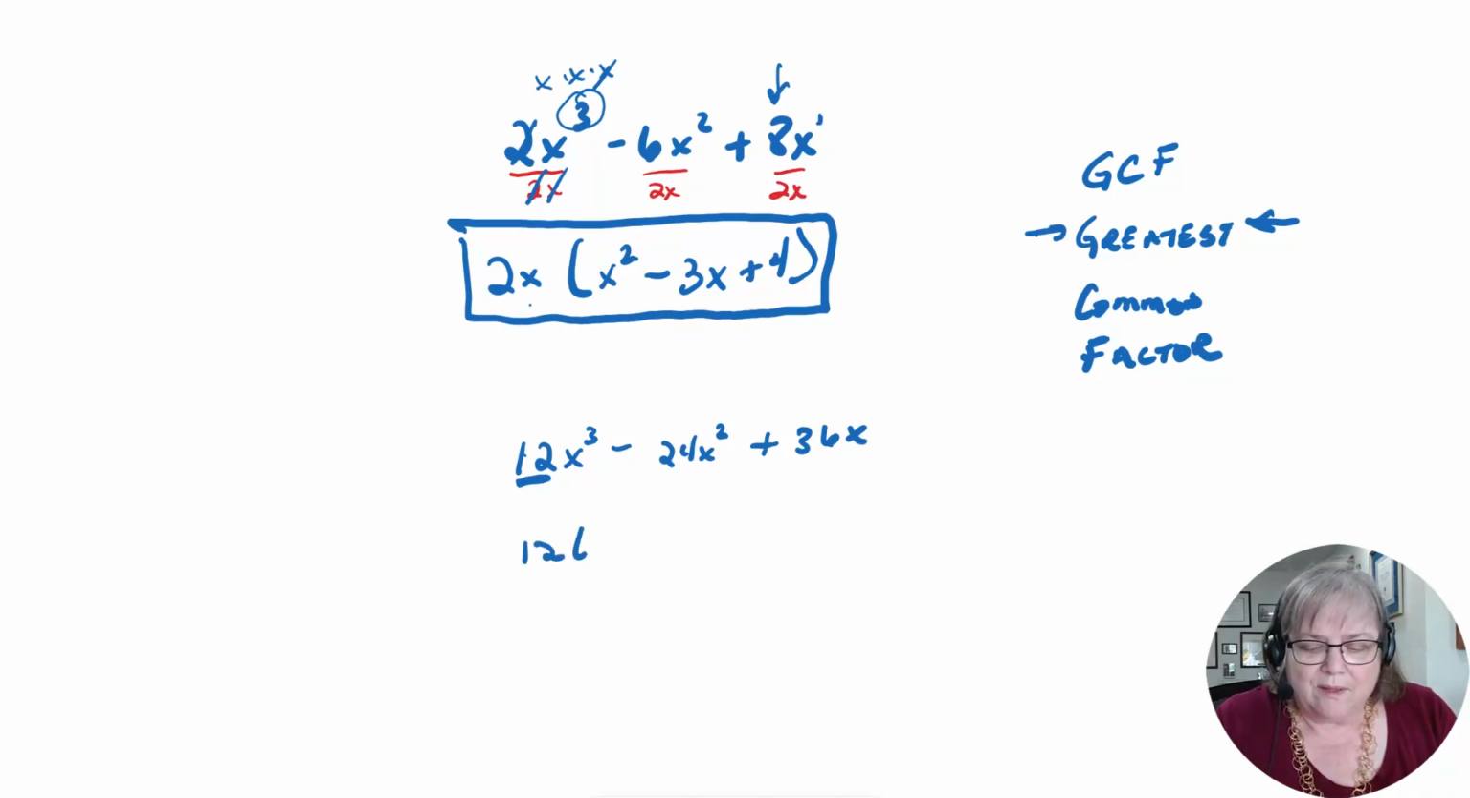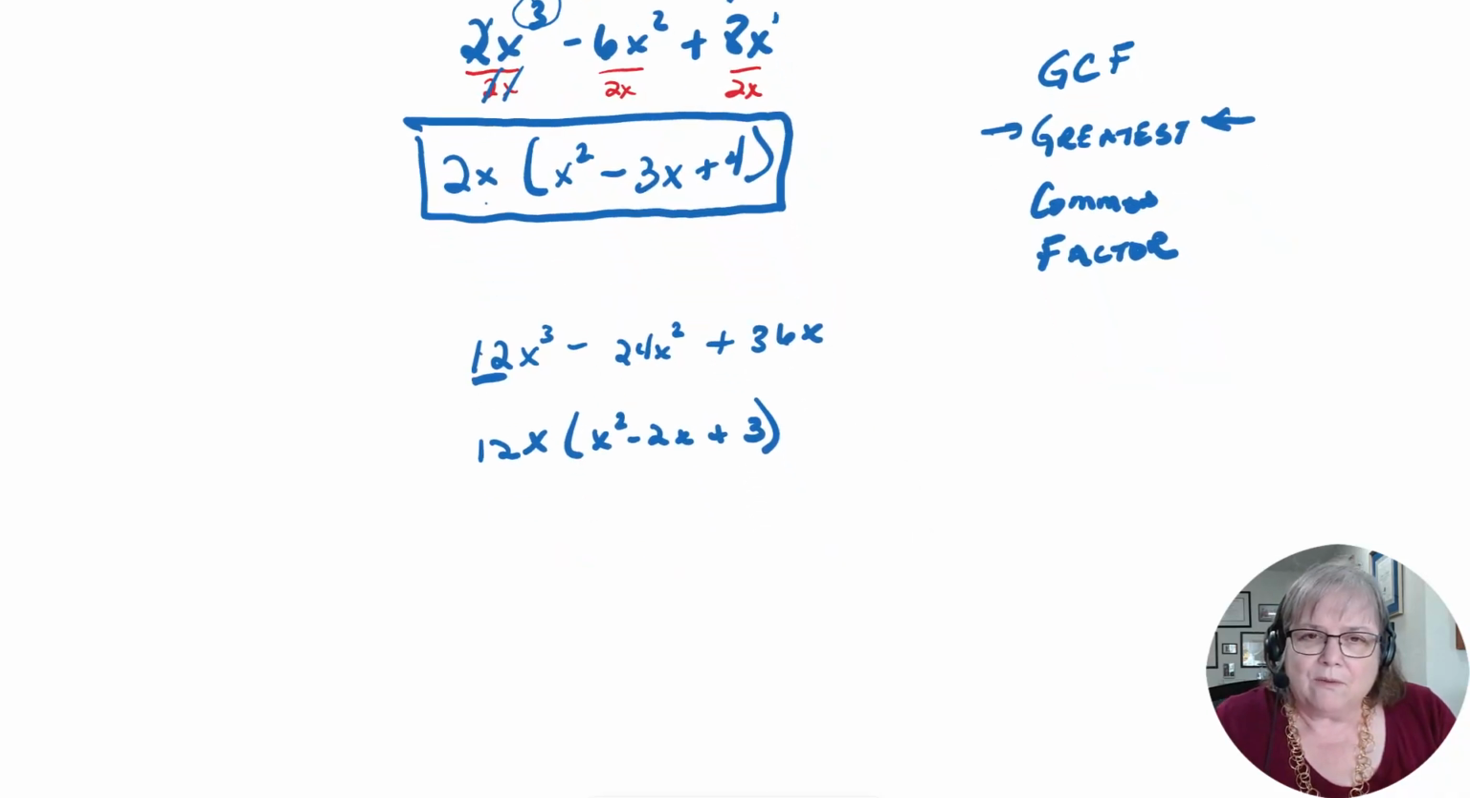So 12, we could do it 12x. That would leave me x squared minus 2x plus 3. So even though 2 would have been a common factor, it's not the biggest possible common factor because 12 is bigger and does go into everything, right?